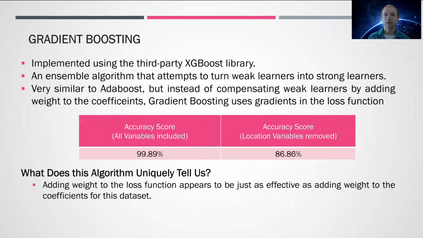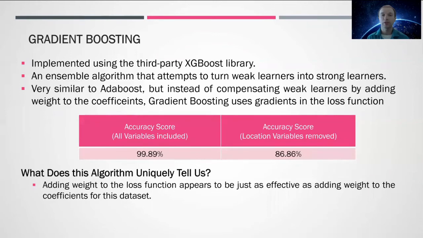It's very similar to AdaBoost, but instead of compensating the coefficients, gradient boosting focuses on the loss function, or the error, and compensates there. We chose to implement gradient boosting using a third-party XGBoost library because, according to tests that we cite in the paper, it is approximately 100 times faster than the default gradient boosting classifier with scikit-learn.